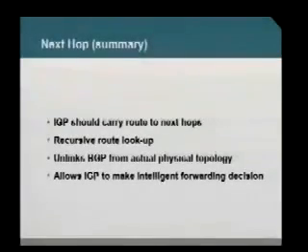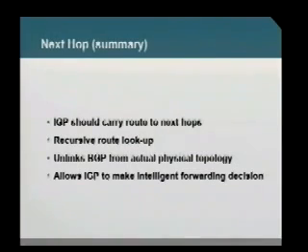Okay, so a summary about the next hop attribute. The IGP needs to carry the route to the next hops. Watch out for that in IBGP. We're using recursive route lookup. So again, remember in the IBGP example, the idea being we really want to unlink BGP from the actual physical topology. And of course, it lets the IGP make the intelligent forwarding decision. The IGP is going to reroute in a matter of seconds, again, depending on the timers you've chosen in your network.